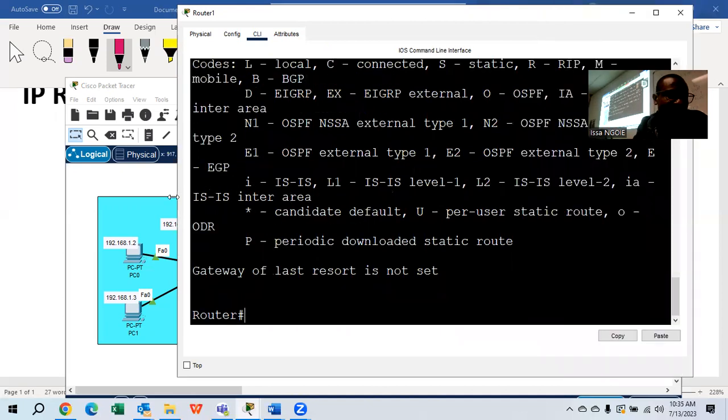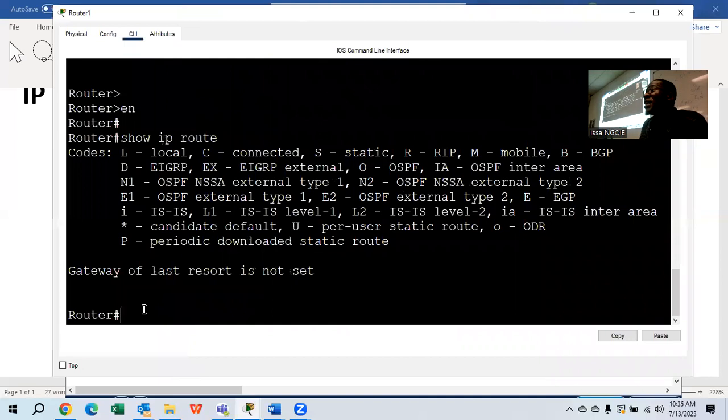You can see the output. The router doesn't know about any network, right? Why? Because the interfaces from the routers, they are down. There is no IPs. For your router to learn about a particular network, condition number one, the interface must be up and the IP must be given.